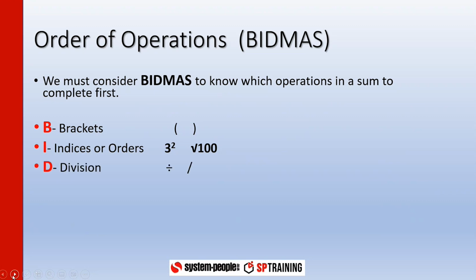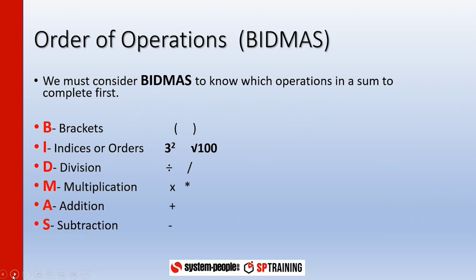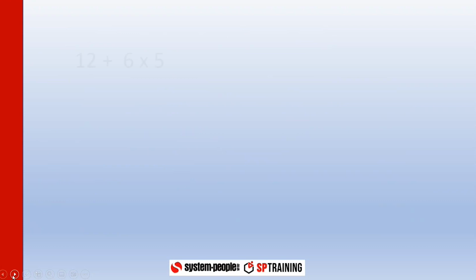The next one after that is division and multiplication. So you don't do your division and multiplication until you've worked out any indices or orders or anything that's in brackets. Then you do division, multiplication, and finally you do addition and subtraction. So you've got to remember division and multiplication need to be done before addition and subtraction. So let's put that into practice just now.